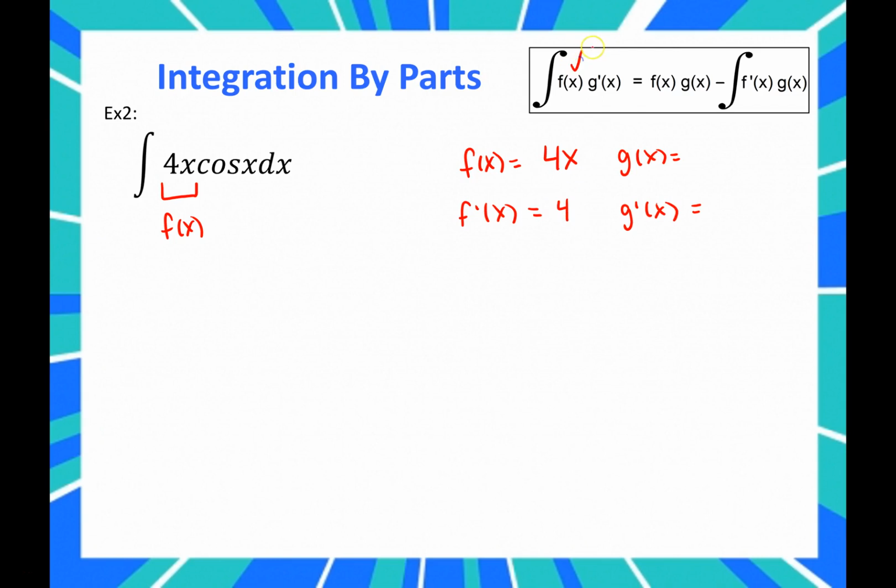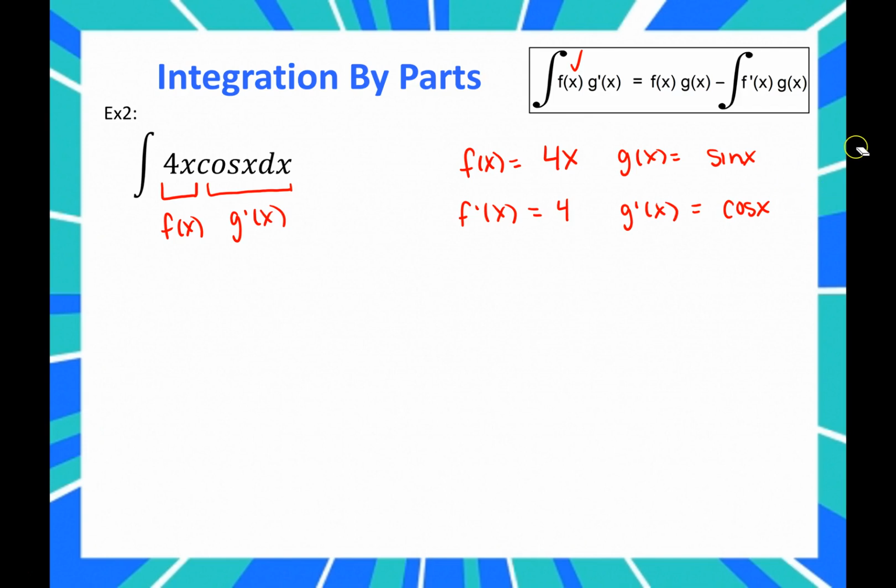And so now that I have my f of x, I need my g prime of x. And so I'm going to label cosine x as g prime of x. So my g prime of x is cosine x, and then this is going to be a sine x. How come? Well, remember the derivative of sine is cosine. So you can either think of it as integrating from here to here, or double check your answer by taking the derivative from here to there.